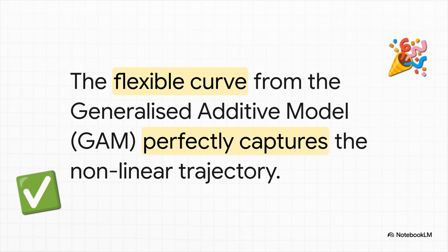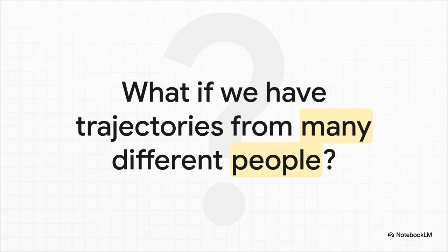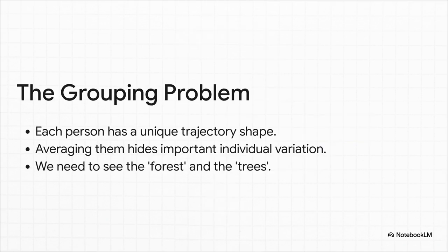So, problem solved, right? We've figured out wiggly data. Or have we? The thing is, the real world is rarely that simple. We almost never have just one clean, perfect curve to look at. Instead, we have groups of data. For example, what happens if we record that same sound, but from 10 different speakers? Each person is going to have their own unique vocal qualities, their own distinct curve. And this is key. We can't just average all those unique curves together. If we did that, we'd lose all that rich individual information.